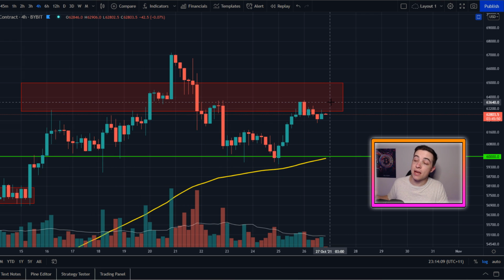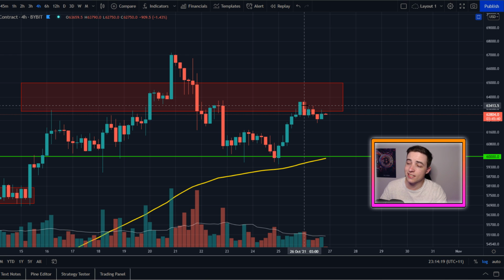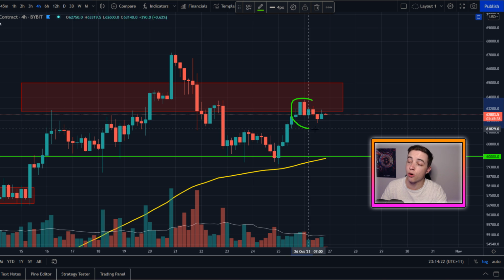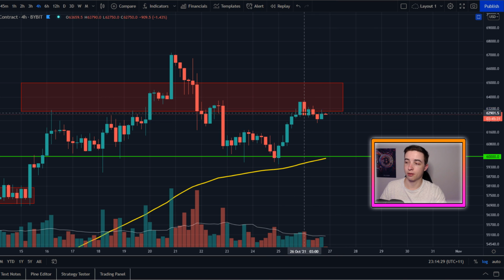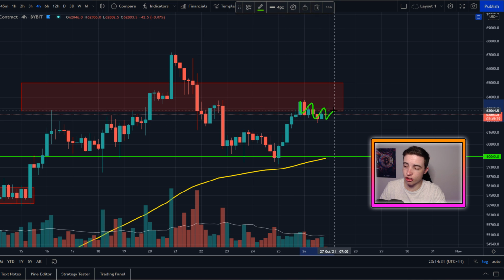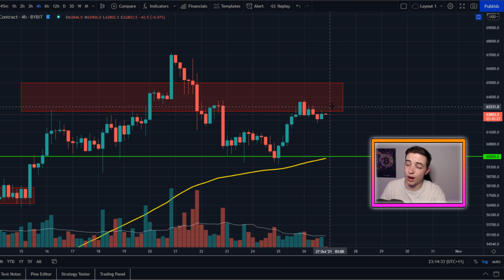Right here, we're on the Bitcoin US dollar chart on the 4-hour time frame, and straight away what we can see since yesterday is the fact that Bitcoin has seen a small rejection from this point of resistance, but it hasn't exactly been a major rejection. Obviously, Bitcoin is still hanging around these sort of levels.